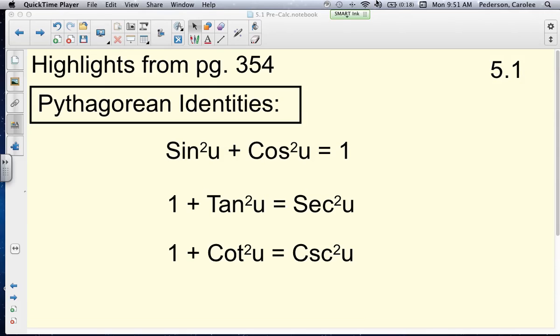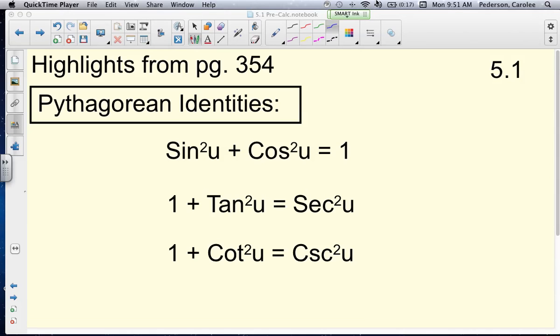These three identities are not in your notes. They're from chapter 5. It's called the Pythagorean identities. Sine squared of u plus cosine squared of u equals 1. That's the most popular of the three identities. Then 1 plus tangent squared of u equals secant squared of u. And then 1 plus cotangent squared of u equals cosecant squared of u. You can use these identities to replace within some functions.